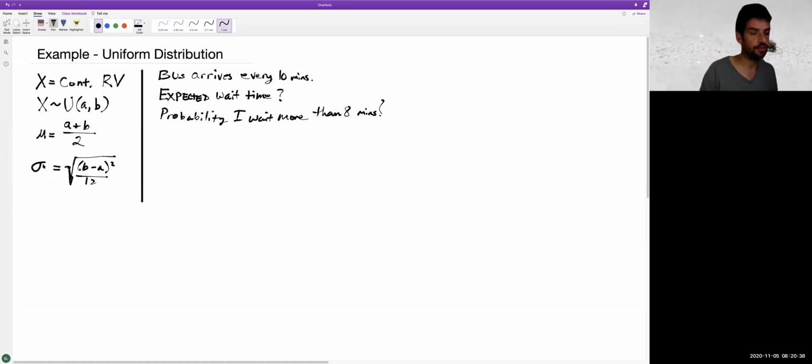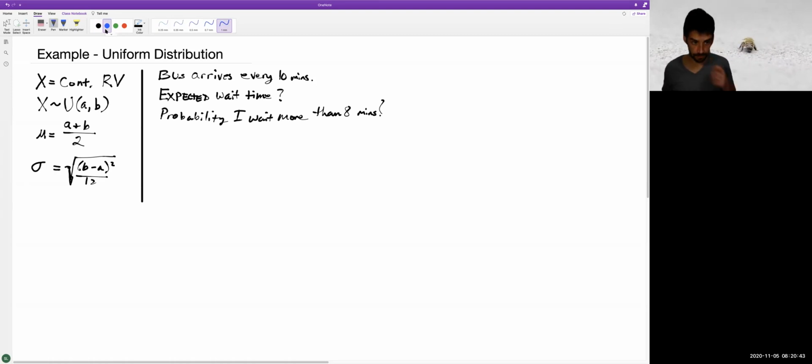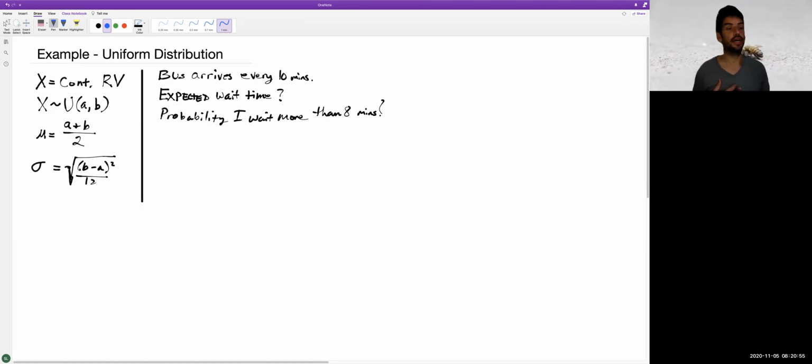A uniform distribution, we're talking about a continuous random variable. This is just the symbol we've been using. U for uniform, and the A and the B give the smallest and greatest possible values of this uniform distribution. We know that the mean, or the expected value of a uniform distribution, is the sum of these two endpoints divided by 2, in other words, the average of them. And then we have this little formula for the standard deviation that you can derive using calculus.